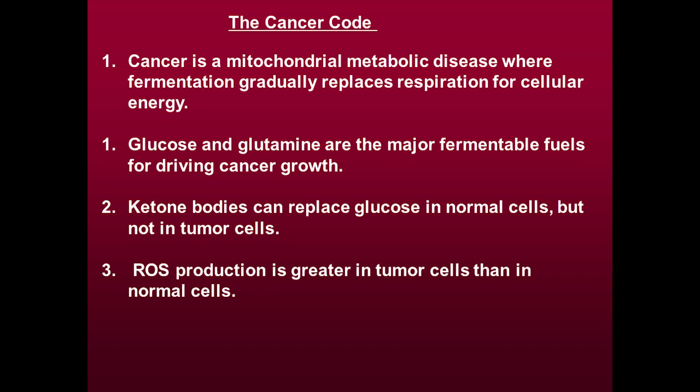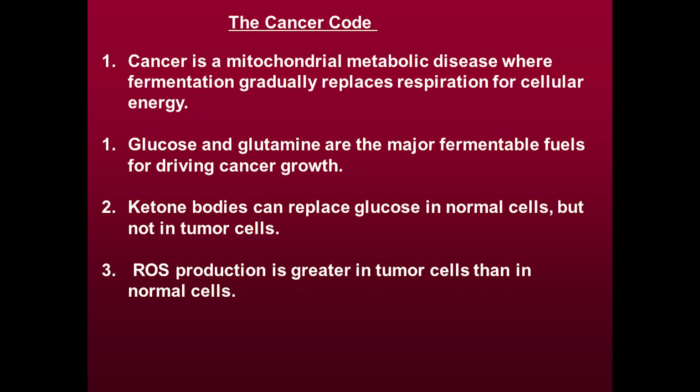Ketone bodies can replace glucose in normal cells, but not in tumor cells. This is because the tumor cell has defective oxidative phosphorylation. Tumor cells are abnormal. The mitochondria in tumor cells are abnormal. Ketones cannot be fermented. Ketones must be respired.